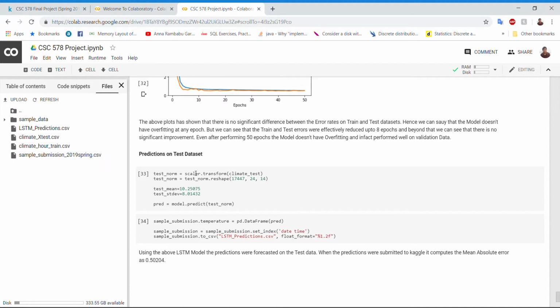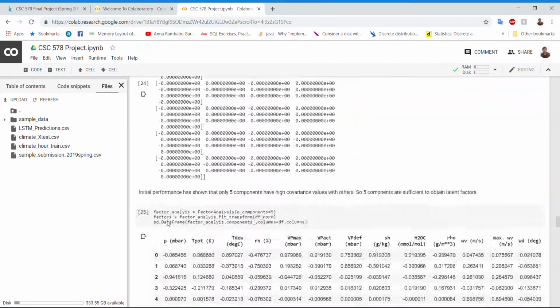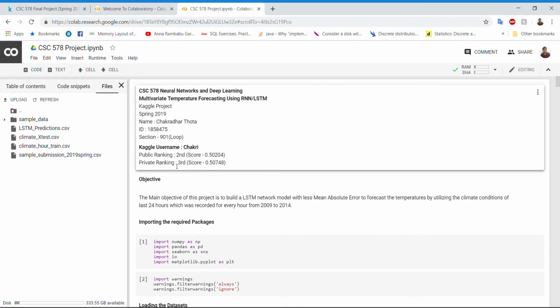After that I got the predictions on the test data set, and when I submitted to Kaggle I got the mean absolute error as 0.50204, which is a very good result. And my ranking is 2 in the data set and in the competition. And when the private ranking got updated, my private ranking is 3.